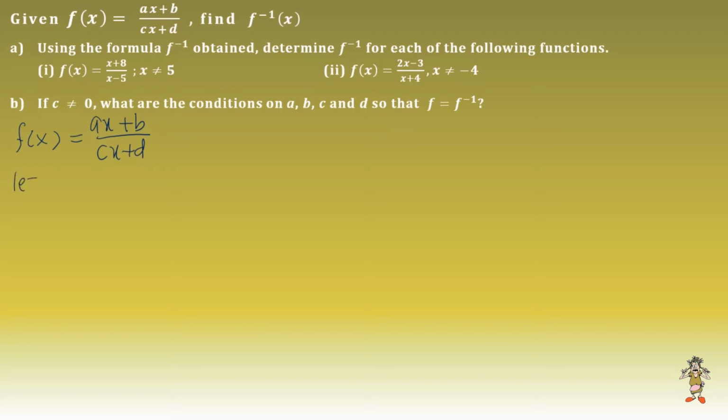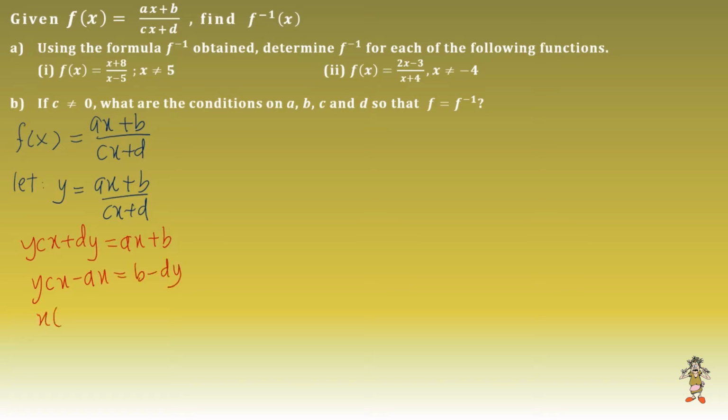To find f inverse, we let y equals (ax + b) over (cx + d), and we make x the subject. So therefore, ycx + dy equals ax + b. Okay, ycx minus ax equals b minus dy.